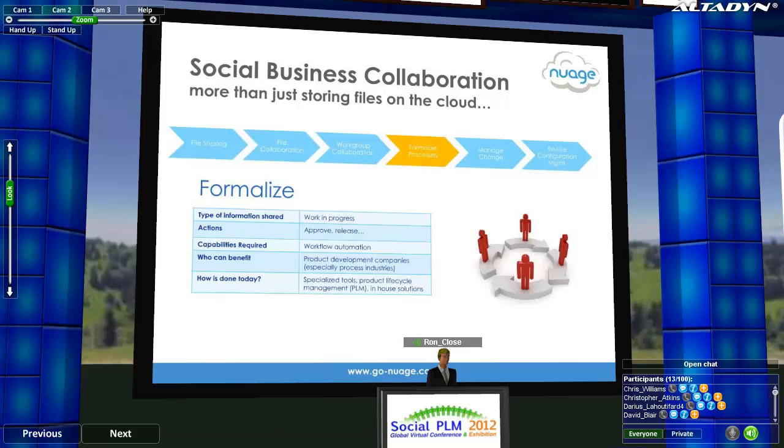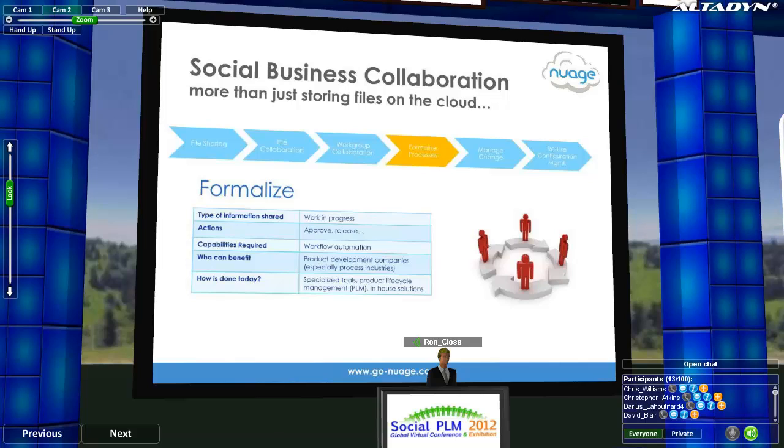For workgroup, let's see, formalizing the process. Once you have information inside your system of record, then we can start doing some very sophisticated things with it, and this is where we see the traditional capabilities such as product lifecycle management coming into play. So the trick is, how do we take the information that was conceived and collaborated on in the file sharing through workgroup collaboration stages and bring that into the formalization process that most companies require today.